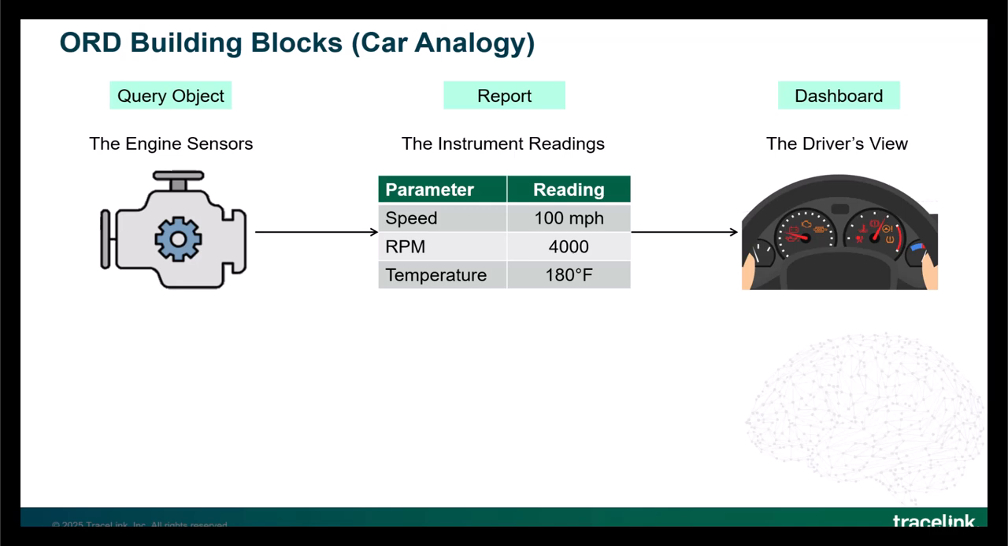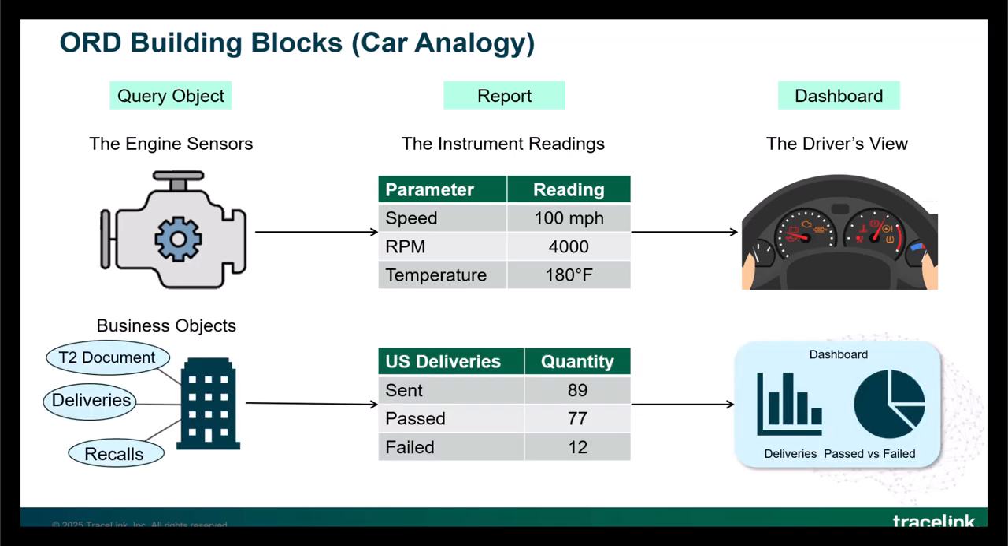In short, the query object gathers data, like the sensors in a car. The report translates it into readable information, like the gauge readings in your car. And the dashboard combines everything into one clear visual view, like your car's dashboard.